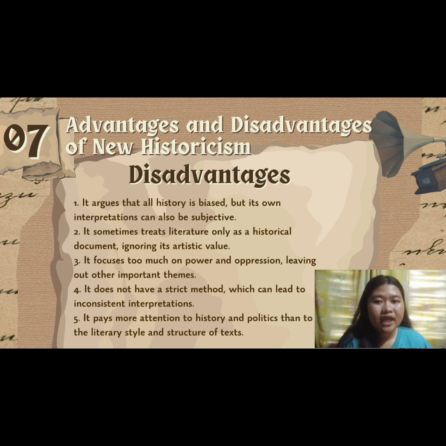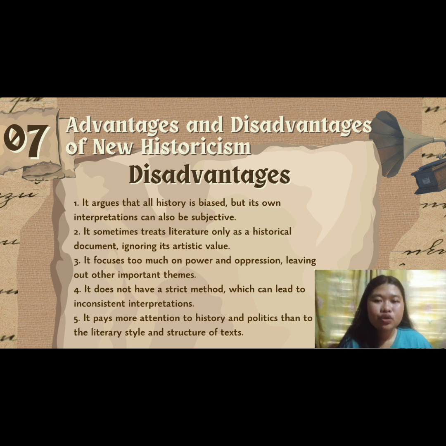Number 5, it pays more attention to history and politics than to the literary style and structure of texts. While New Historicism focuses on what was happening in the real world when a book was written, it sometimes ignores important things like how the book was written, its storytelling techniques, or its use of language.